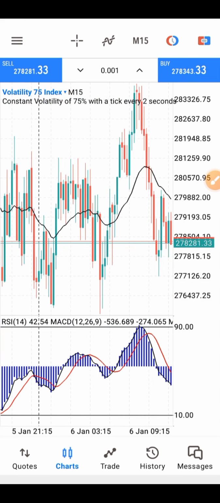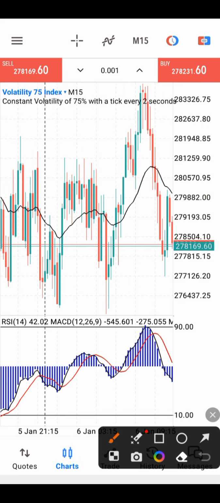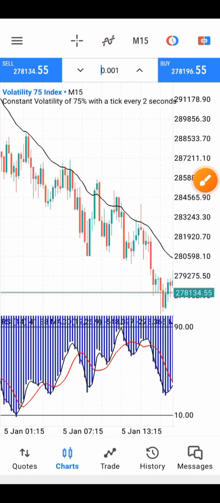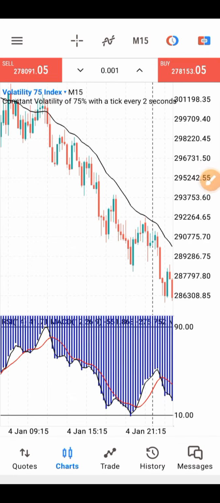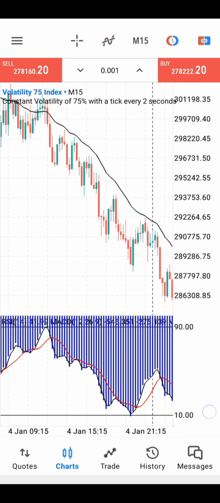Now, what are the things to consider before jumping into a trade? Like you've seen on the chart now, you can see that the moving average is in between the candles. This is not a good idea to trade. You understand? Instead, watch for when the market is trending, that is, when the market is trending down or trending up. Now the market is trending down.